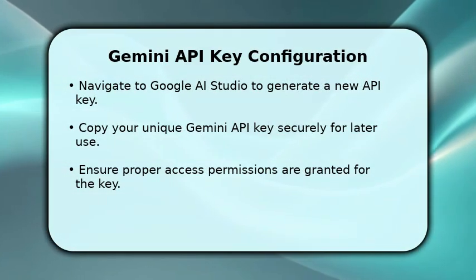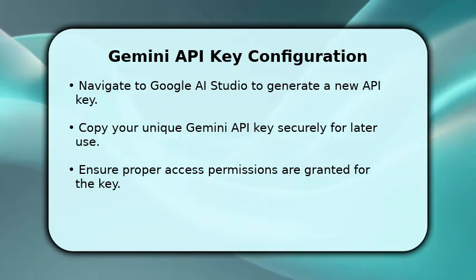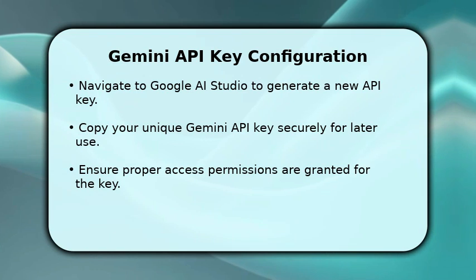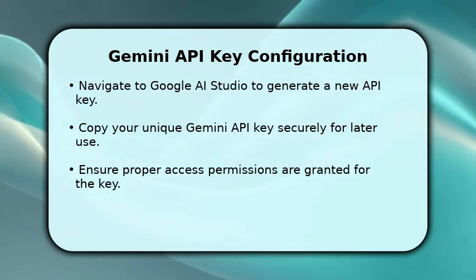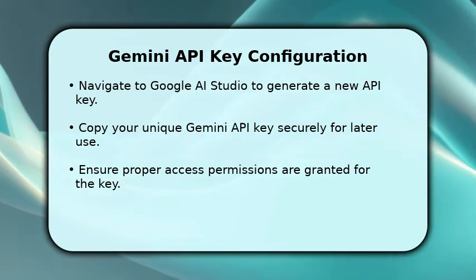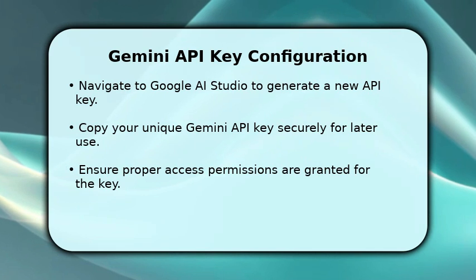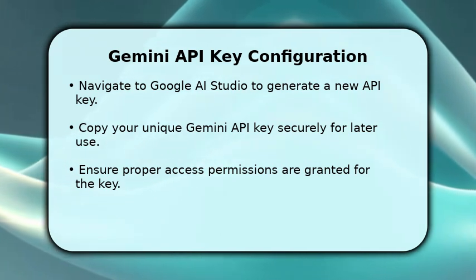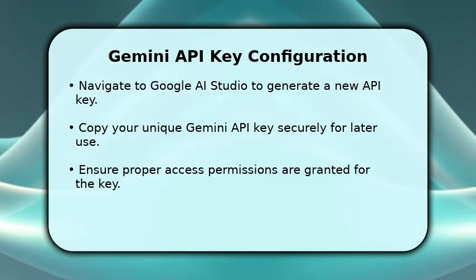To get started, you'll need a Gemini API key. Head over to Google AI Studio, where you can easily generate a new key for free. Once created, make sure to copy this unique key and store it in a secure location. This key acts as your credential, allowing Make.com to communicate with Gemini. Always safeguard your API key to prevent unauthorized access and monitor its usage in AI Studio.